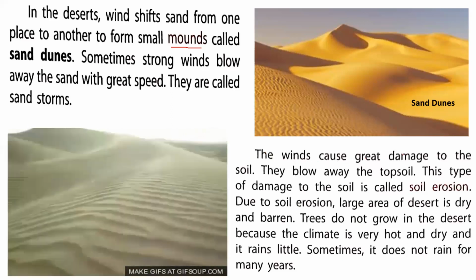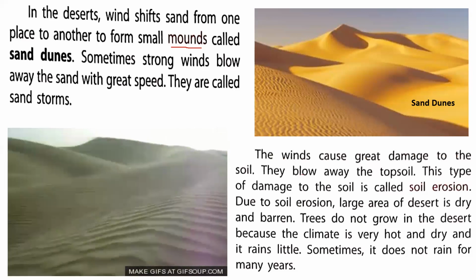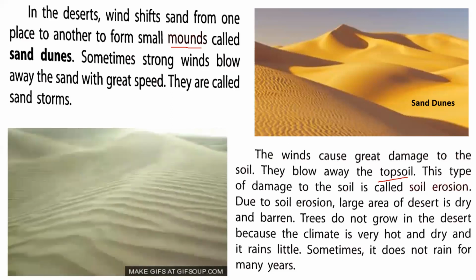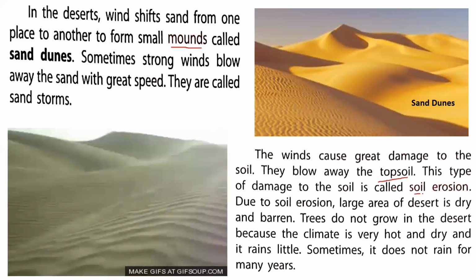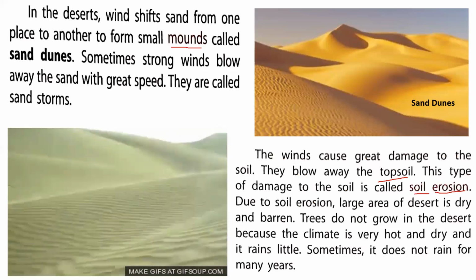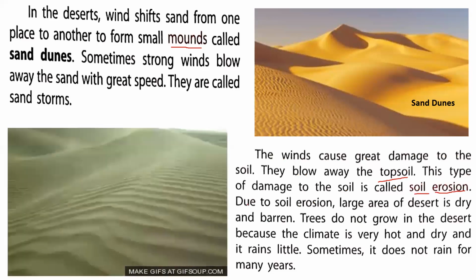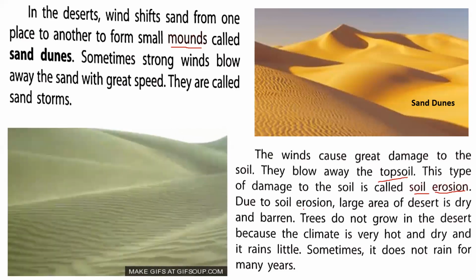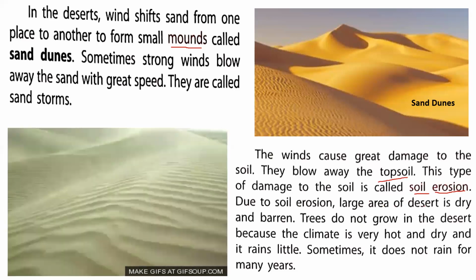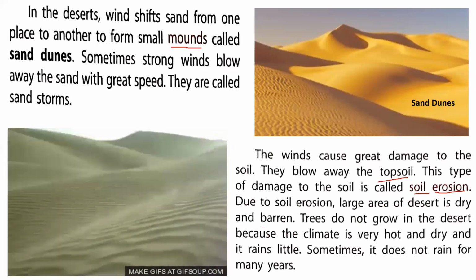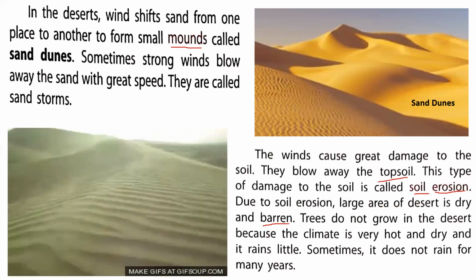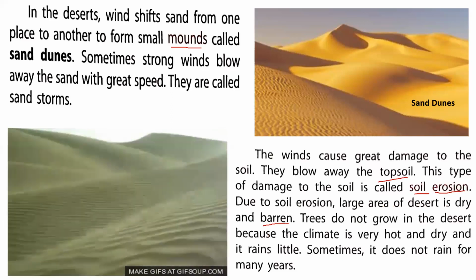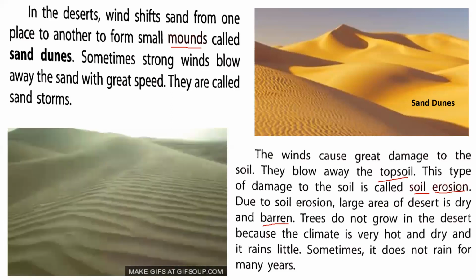The winds cause great damage to the soil. They blow away the topsoil. This type of damage to the soil is called soil erosion. Now, removal of topsoil is called soil erosion. Am I clear? Due to soil erosion, large area of desert is dry and barren. The land has very poor soil and plants cannot grow in it.